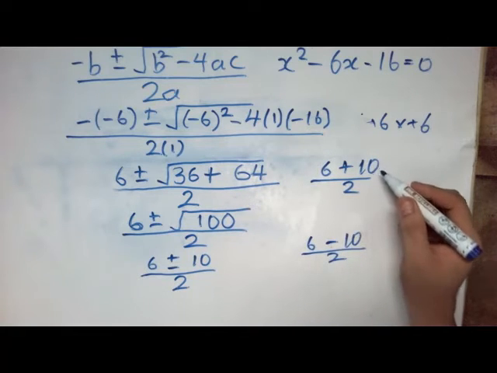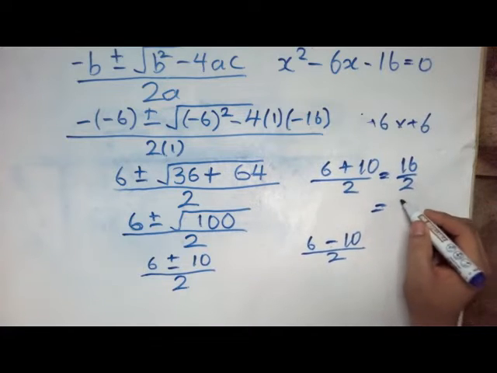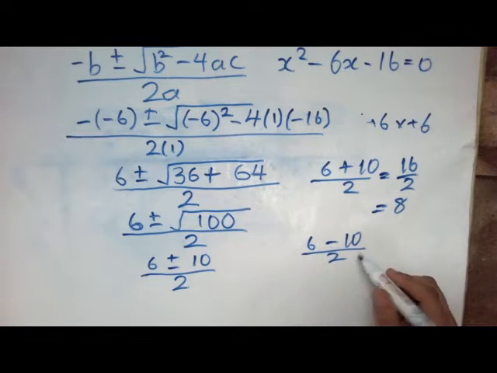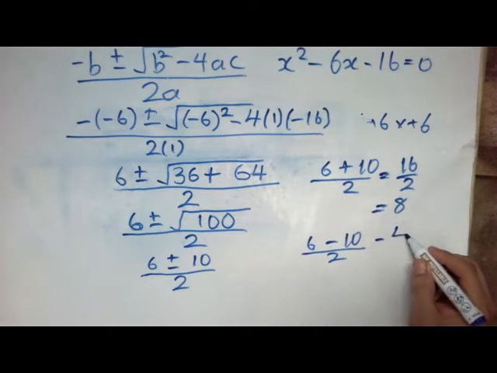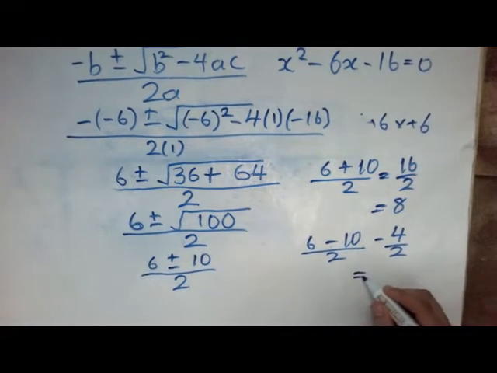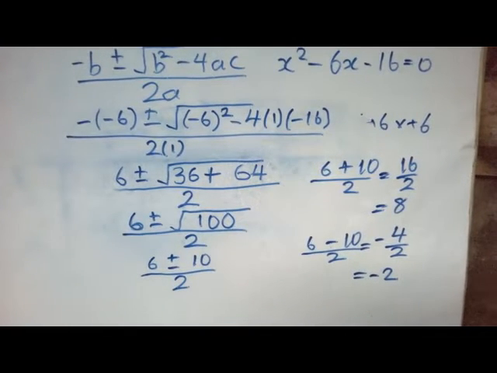So 6 plus 10 will give us 16 over 2, which is equal to 8. 6 minus 10: remember the smaller number is minusing the bigger number, so the answer will be negative, to give us minus 4 all over 2. So when 2 divides minus 4, it will give us minus 2. So in this first equation we solved using the formula method, our x is equal to 8 or minus 2. Very, very simple, isn't it?